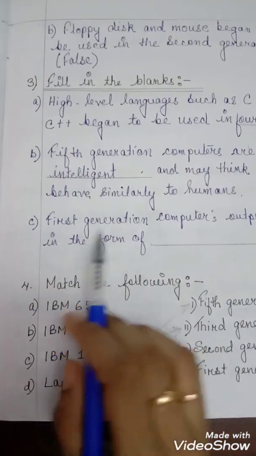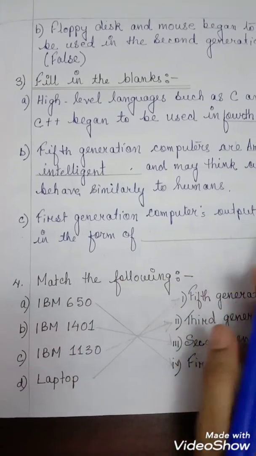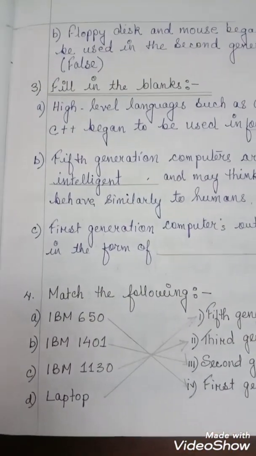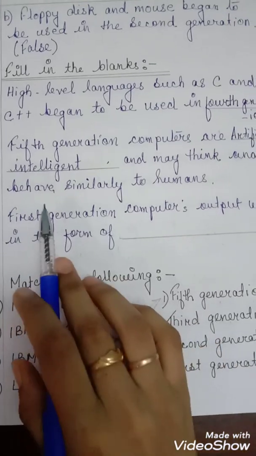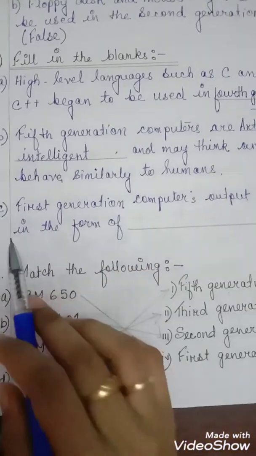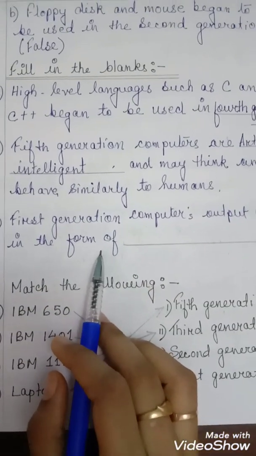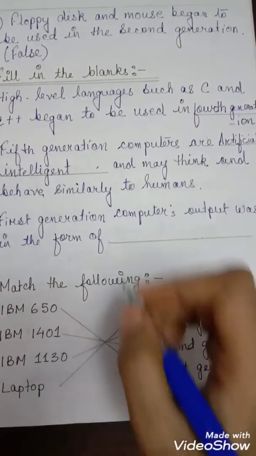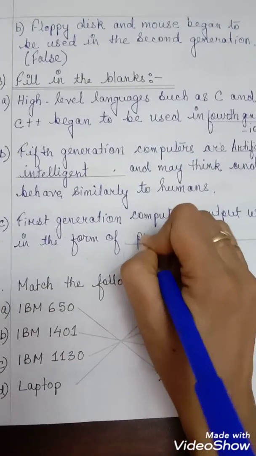Number C. First generation computers output was in the form of what? Yes, it's printouts. So here we have to write printouts.